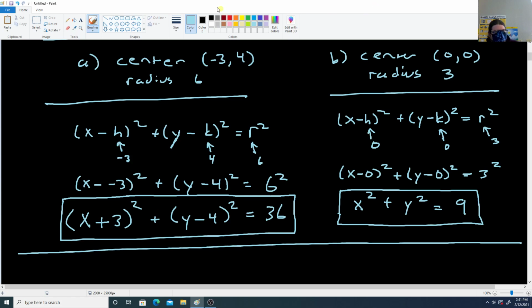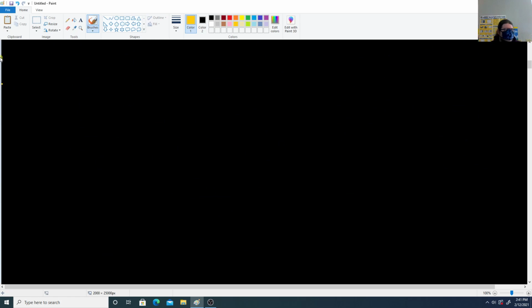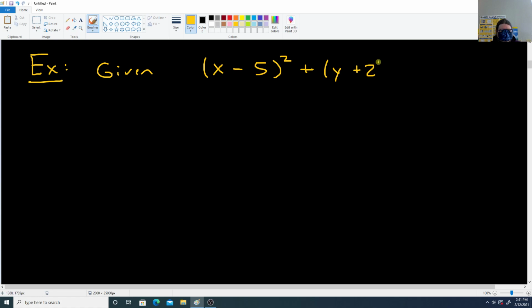Next example is going to want us to, they're going to give us the equation in center radius form. So let's say given x minus 5 squared plus y plus 2 squared equals 4. Sketch the graph.